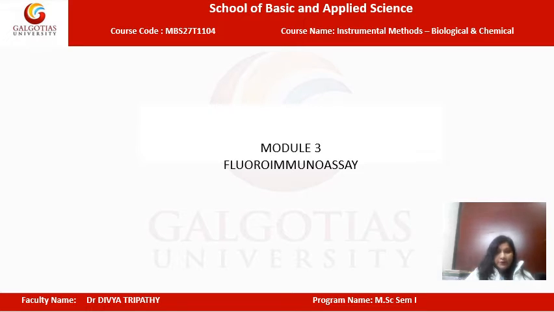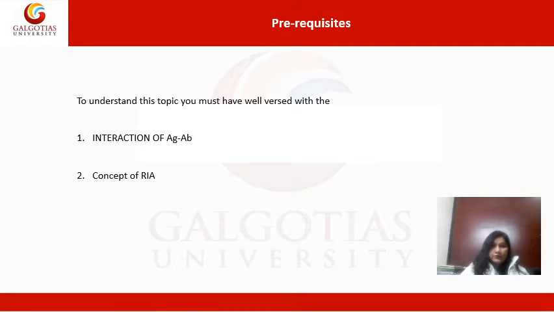Dear students, the topic of today's lecture is FIA or fluoroimmunoassay. To understand this topic, you must have prerequisite knowledge of the interaction of antigen and antibody that we have already learned in our previous lecture, that when antigen binds with its complementary antibodies, it forms a precipitin bond, and there are some protocols for the formation of the precipitin bond.